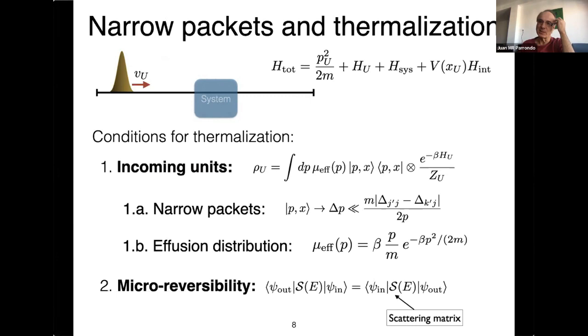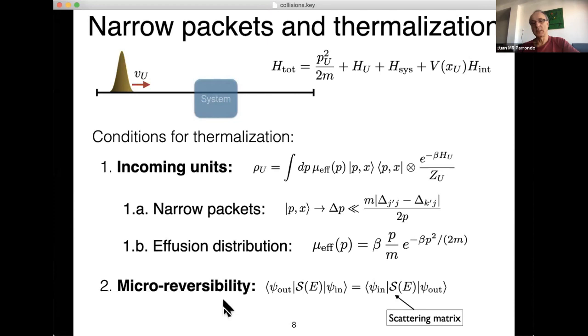Well, the amplitude maybe can be conjugated, but anyway, the same probability for a transition and for the opposite transition. And this means that the scattering matrix must be symmetric. Yeah, the amplitudes must be equal, not conjugated. The details are in the papers that I will show you at the end of the talk. So if you revert the incoming and the outgoing states, then you need this symmetry.